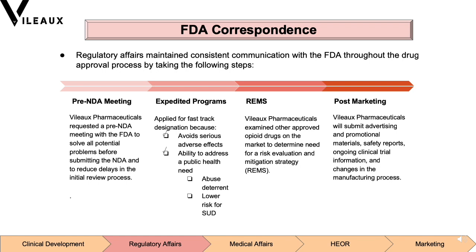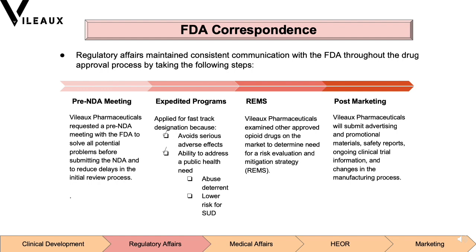Throughout the drug approval process, the Regulatory Affairs team from VILO Pharmaceuticals remained in contact with the FDA. First, we requested a pre-NDA meeting. This meeting allowed our company to resolve all potential problems before submitting the NDA in order to reduce delays in the initial review process. We decided to apply for Fast Track designation. Due to Vicotics' significantly reduced side effect of respiratory depression, widened therapeutic window, and reduced addictive properties, it is significantly safer than current drugs on the market.